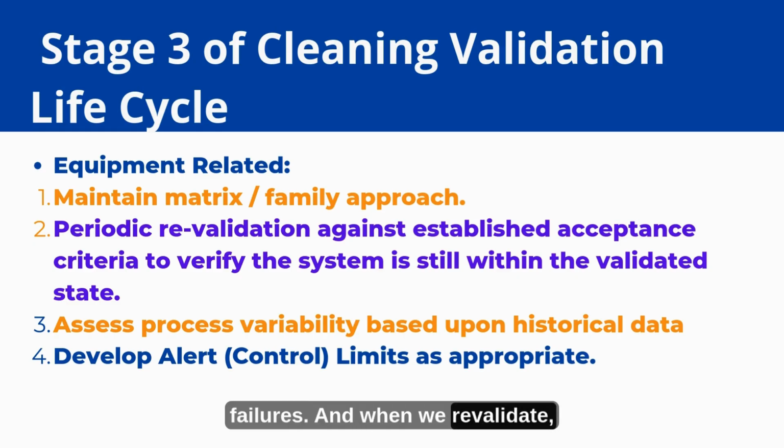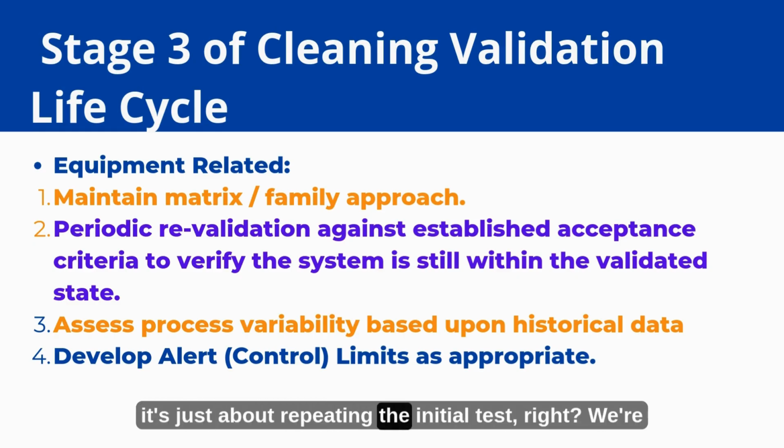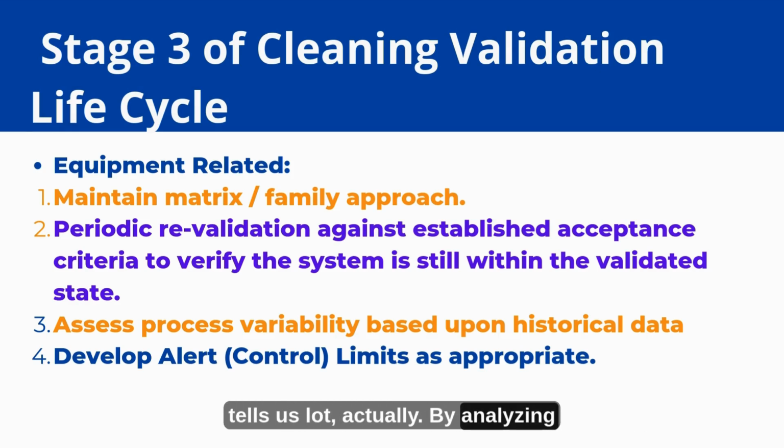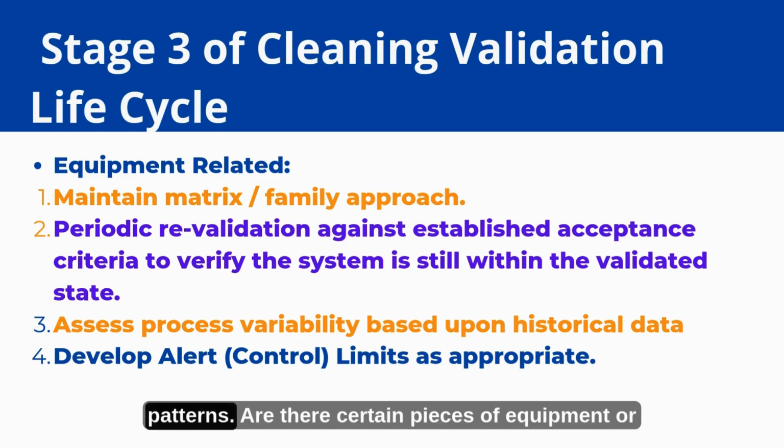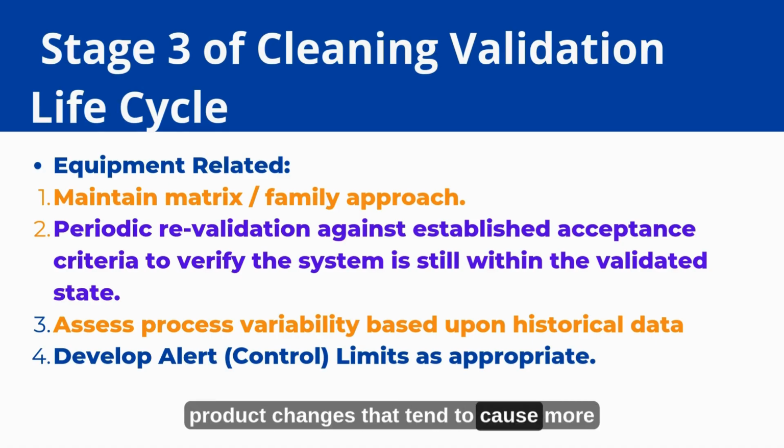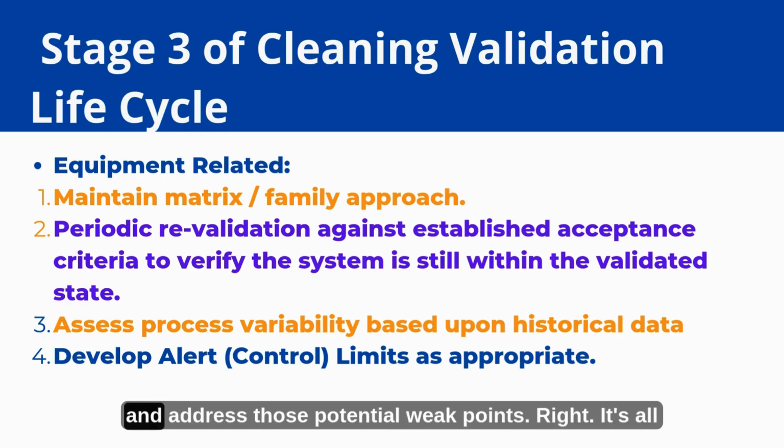And when we revalidate, it's not just about repeating the initial test, right? We're supposed to use historical data too. What does that tell us? It tells us a lot, actually. By analyzing past cleaning results, we can spot patterns. Are there certain pieces of equipment or product changes that tend to cause more variability in cleaning results? So we can be proactive and address those potential weak points. Right. It's all about anticipating problems before they even happen.